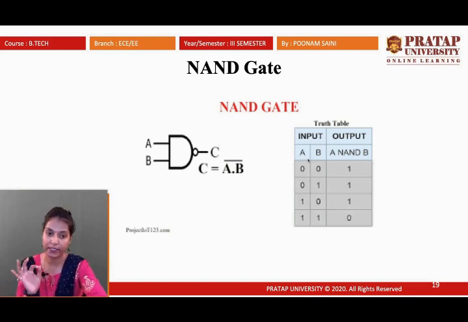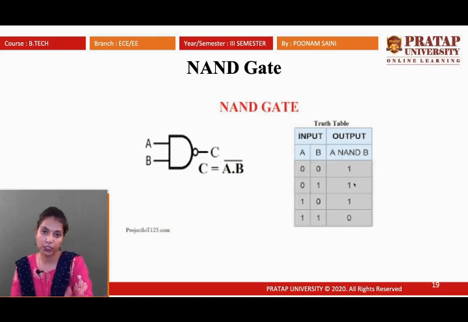First of all, let us look at the AND gate: 0.0 is 0, 0.1 is 0, 1.0 is 0, 1.1 is 1. After this, the AND gate is followed by the NOT gate, so the output of the AND gate is inverted to give the NAND gate. So 0 going through the NOT gate becomes 1. 0.1 gives 0, going into the NOT gate becomes 1. 1.0 gives 0, going into the NOT gate becomes 1. And 1.1 gives 1, going into the NOT gate becomes 0. So this is the output of the NAND gate.